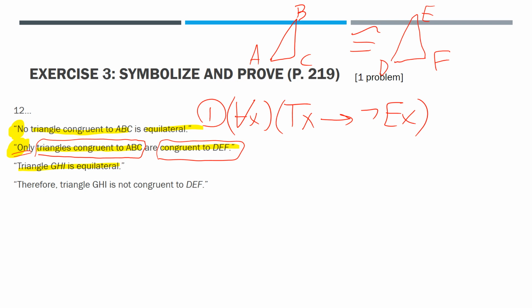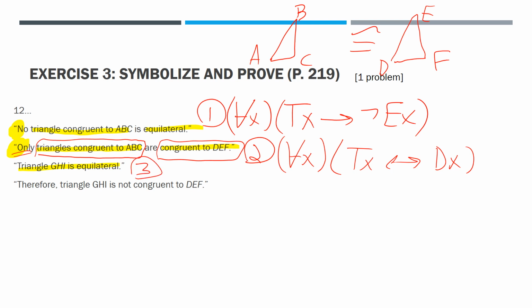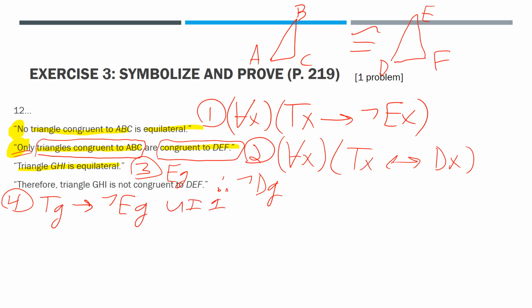So we'll say for premise 2, for all x, Tx if and only if Dx. T, of course, represents triangles congruent to ABC. D represents congruent to DEF. And for our third premise, we have triangle GHI is equilateral. So we'll say EG. Conclusion, therefore triangle GHI is not congruent to DEF. So we'll say not DG. All right. For our fourth sentence, we'll get TG arrow not EG by the universal instantiation, line 1.